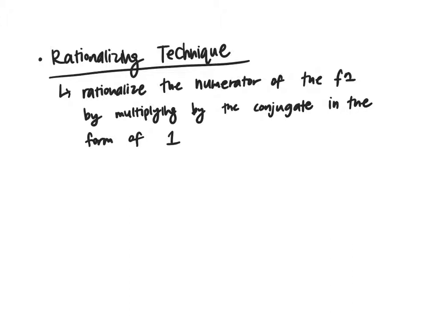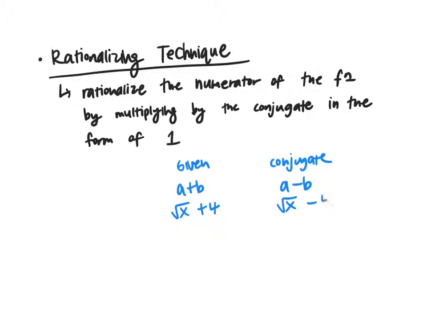So let's just recall the following. If you are given a plus b, what is the conjugate going to be? The conjugate is going to be a minus b. What if you're given the square root of x plus 4? What is the conjugate of that? It's going to be square root of x minus 4. What if you're given the square root of x plus 1 minus 1? What's the conjugate of this one? It's going to be the square root of x plus 1 plus 1.